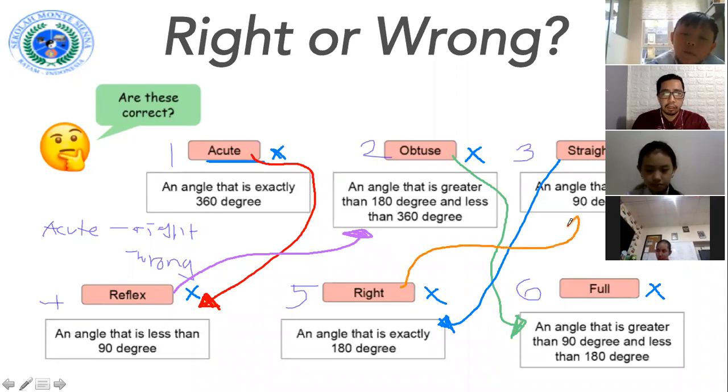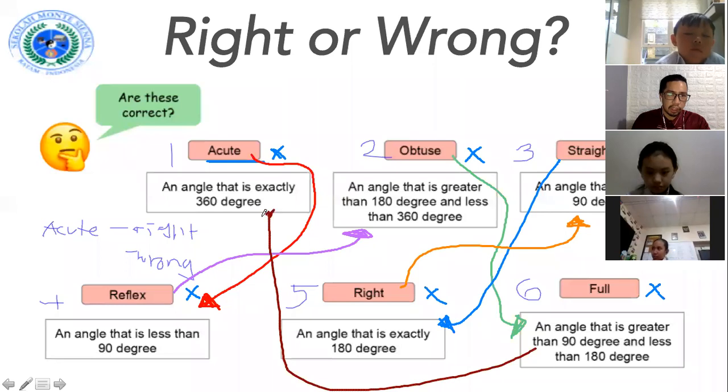90 degrees. This one, exactly 90 degrees. And then four will just say an angle that is exactly 360 degrees. Okay, so these are examples of the definition of the angles.